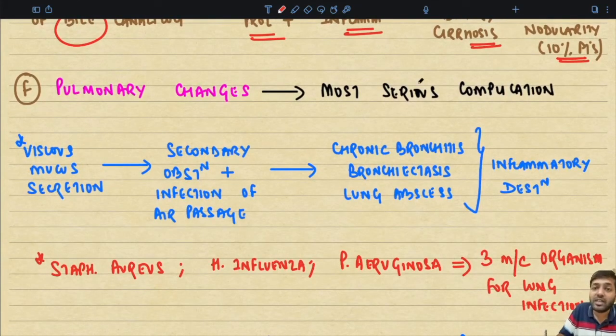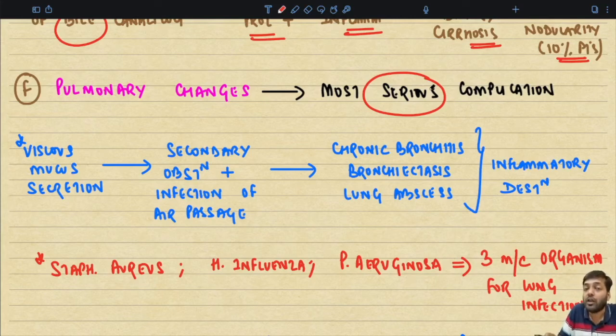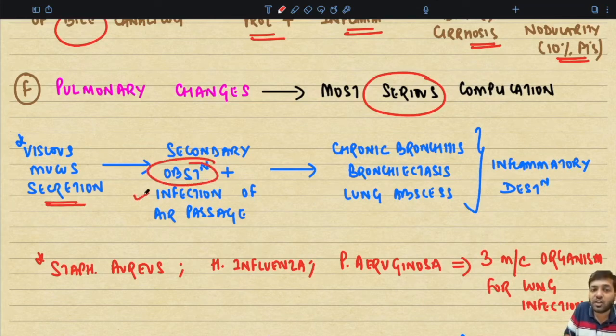Now, the pulmonary changes, remember, they are the most serious complication, and in fact the most common cause of death in cystic fibrosis occurs because of recurrent cardiorespiratory problems. So, the viscid mucus secretions cause secondary obstruction leading to infection of the air passage. Ultimately, they are causing lots of inflammation in the form of chronic bronchitis, bronchiectasis, and even lung abscess. So, there is an inflammatory destruction of the lung parenchyma.